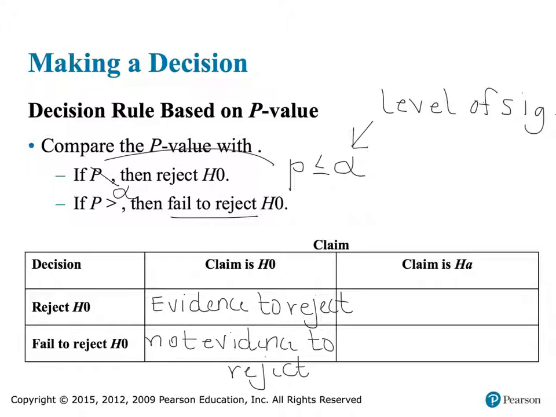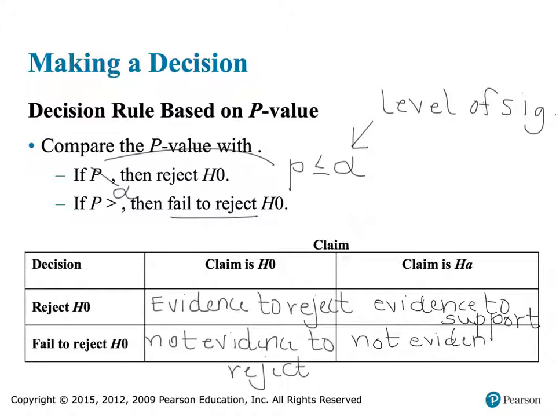Now, when we reject the null, that means we have evidence to reject that. So therefore, there is evidence to support the alternative, okay? So if we reject the null, then we have evidence to support the alternative. Whereas when we fail to reject the null, then there is not evidence to support the alternative.